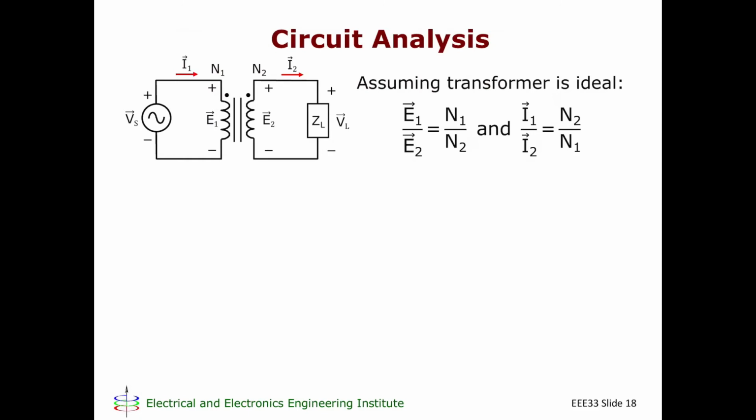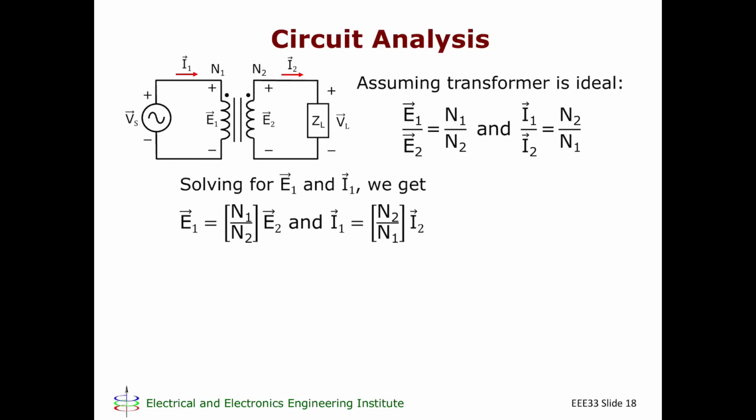We've already shown that for an ideal transformer, E1 over E2 phasor values is equal to N1 over N2, and I1 over I2 phasor values is equal to N2 over N1. If I solve for E1 and I1 from these expressions, this is what I'm going to get: E1 is equal to N1 over N2 times E2, and I1 is equal to N2 over N1 times I2.